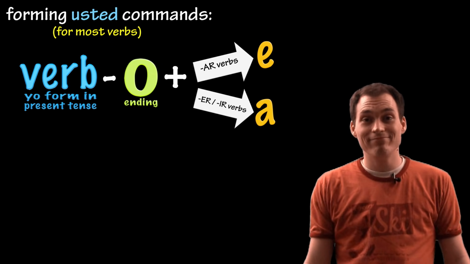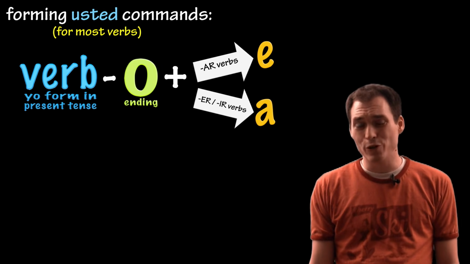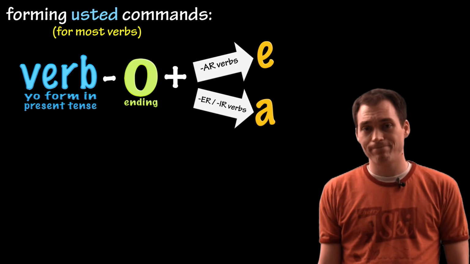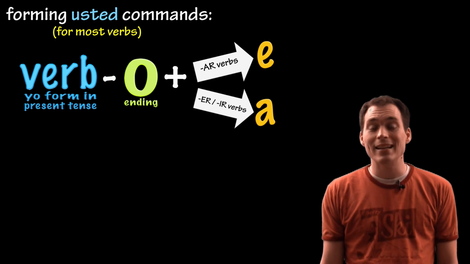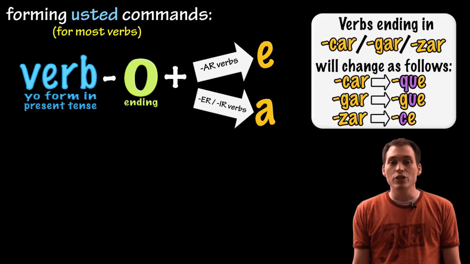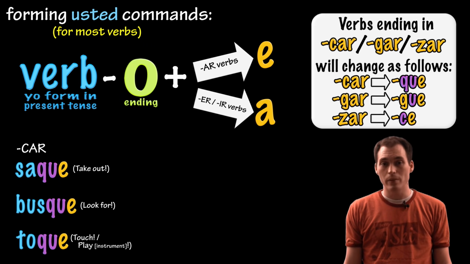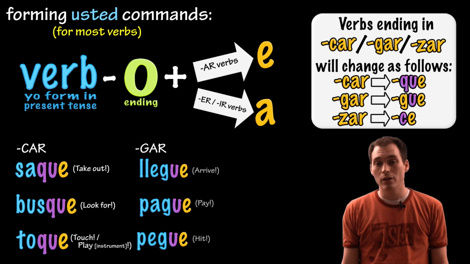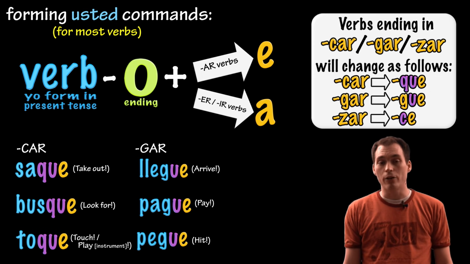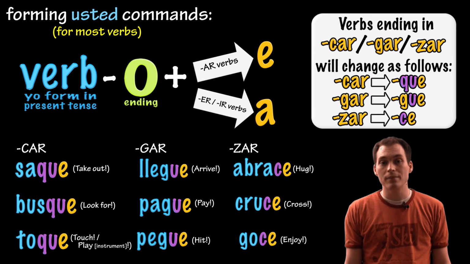That's all there is to it. Not bad, right? But wait, there's a little bit more. I haven't told you about a few other minor things. First, if verbs end in car, gar, and zar, kind of like with the preterite, due to the e being at the end, they will have a slight spelling change. So if it ends in car, we're going to use que for the command. If it ends in gar, we're going to make it gue to keep that hard g sound. And if it ends in zar, we're going to make it ce just because.